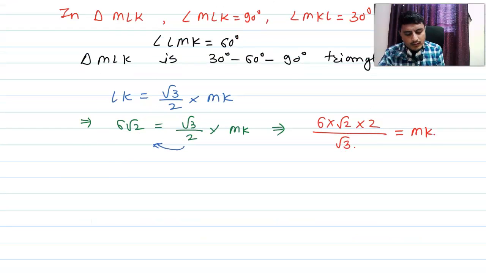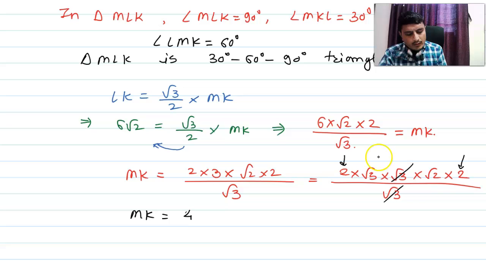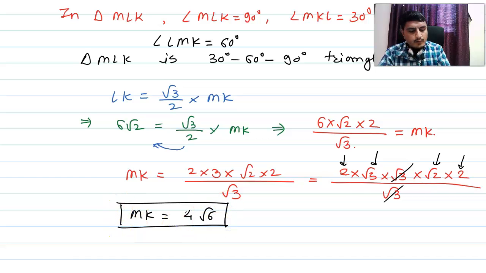Try to simplify the given numerical expression now. We can write 6 as 2 into 3, into root 2 into 2 whole, divided by root 3. Now we can write the 3 from the numerator as root 3 into root 3, into root 2 into 2 whole, divided by root 3 as it is. Now root 3 from the numerator and denominator gets cancelled. 2 into 2 we have 4, while root 3 into root 2, 3 2s are 6 under square root. So the value of MK we get is 4 times root 6.